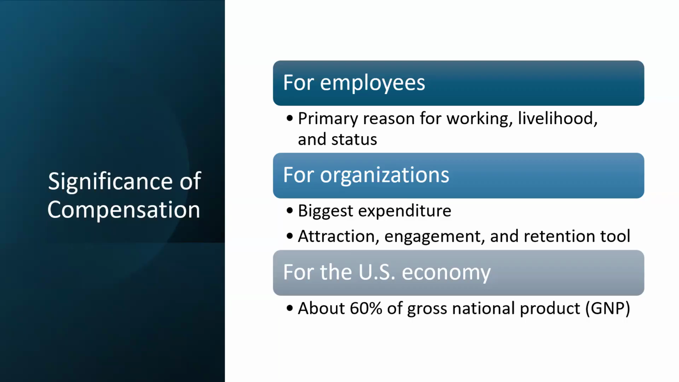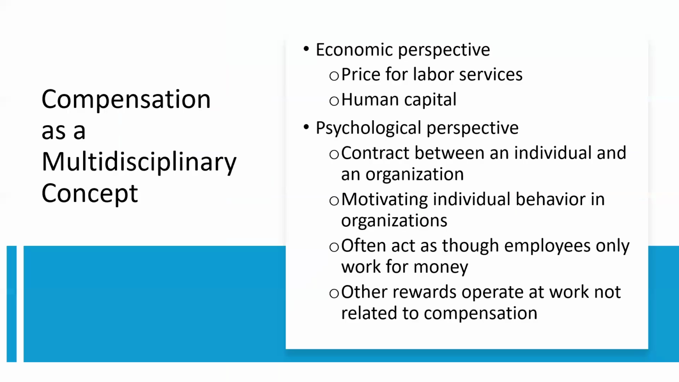Organizations also use it, and this is a big chunk of our class this semester, to attract, engage, and retain their employees. It is essentially a tool for motivation. And then for the US economy overall, because this is an economics textbook, this is actually 60% of our gross national product, in compensation to employees. And this is increasing in the sense that our economy is becoming more and more service-based. We're less likely to produce goods. So this becomes more and more important for the US economy over the years.